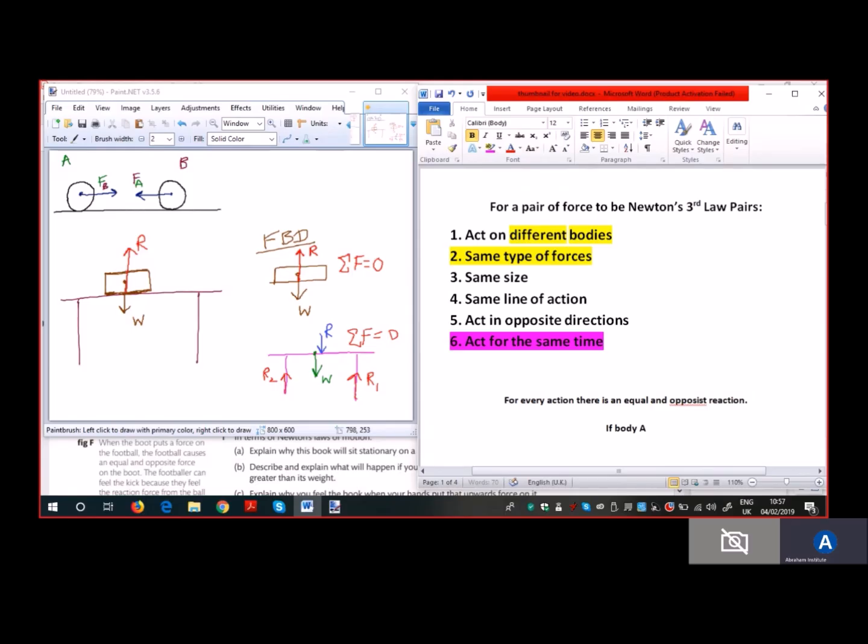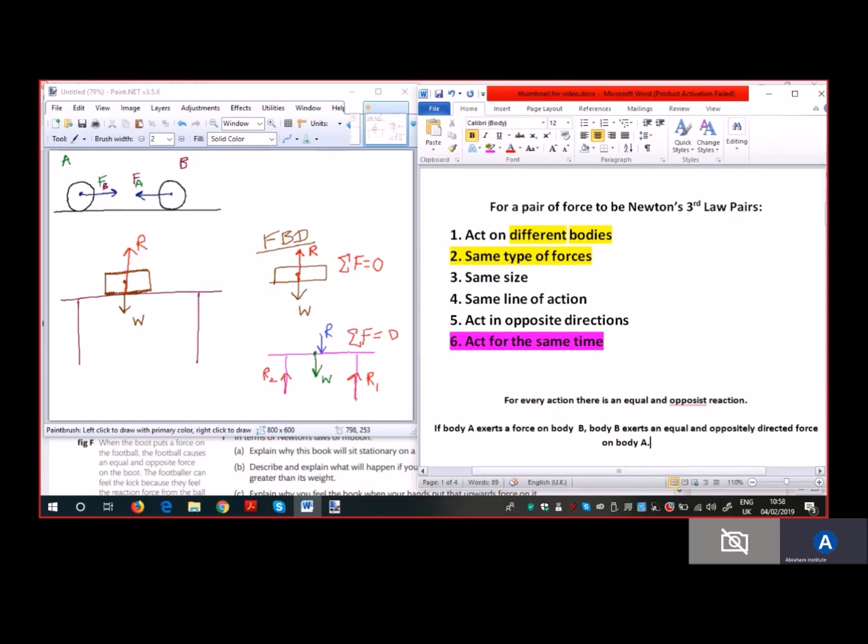If body A exerts a force on body B, body B exerts an equal and oppositely directed force on body A. This is Newton's third law.